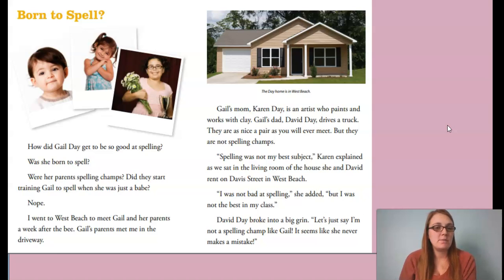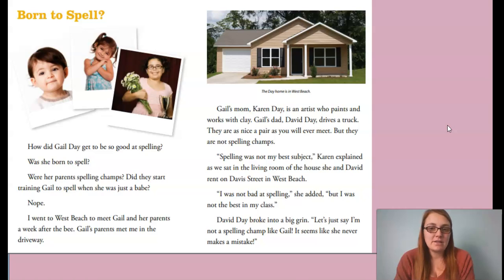Were her parents spelling champs? Did they start training Gail to spell when she was just a babe? Nope. I went to West Beach to meet Gail and her parents a week after the bee. Gail's parents met me in the driveway. Gail's mom, Karen Day, is an artist who paints and works with clay. Gail's dad, David Day, drives a truck. They are as nice a pair as you will ever meet, but they are not spelling champs.